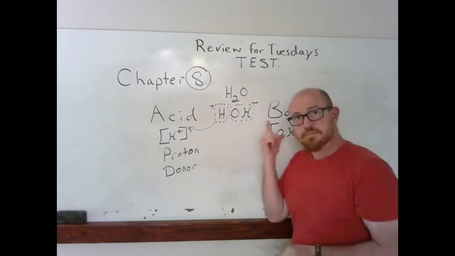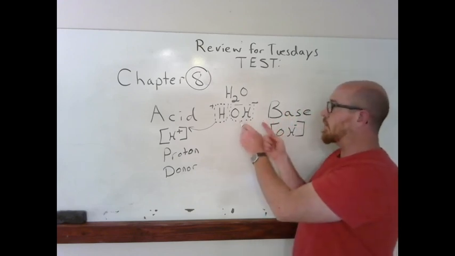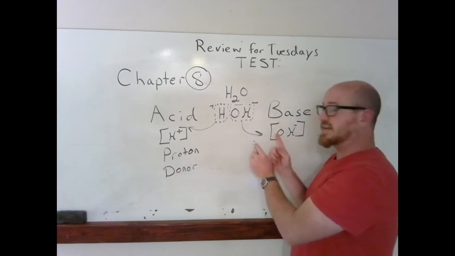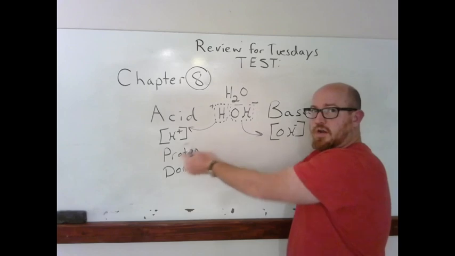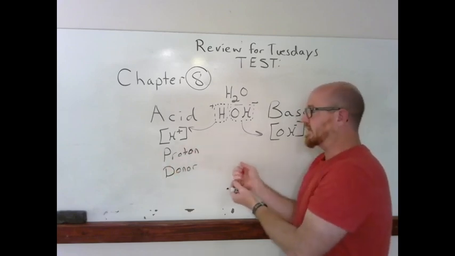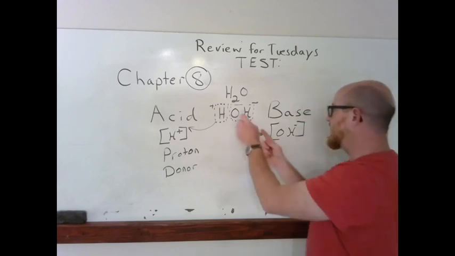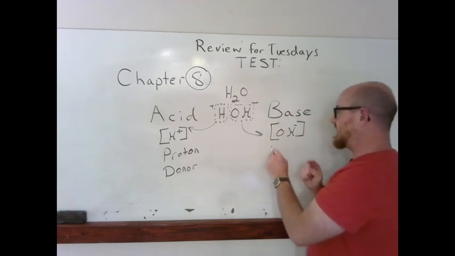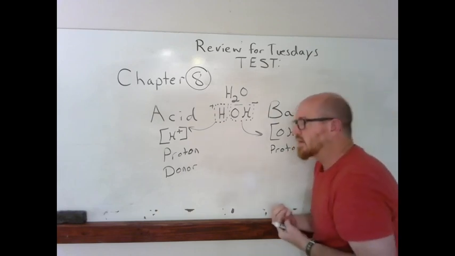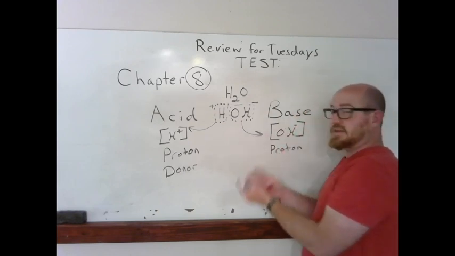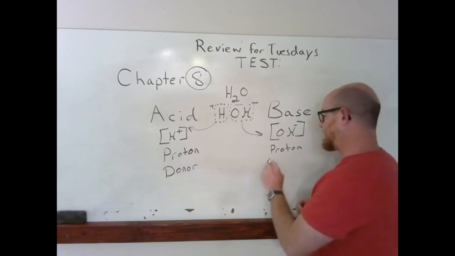Now, hydroxide is a base. It's a pure base. But what it really is understanding here is that it desperately wants that proton back. It wants to take it back in to make water, to make it back to where it started. So what we call this is a proton acceptor. It is missing one, and it wants it back. So it's going to accept it back.